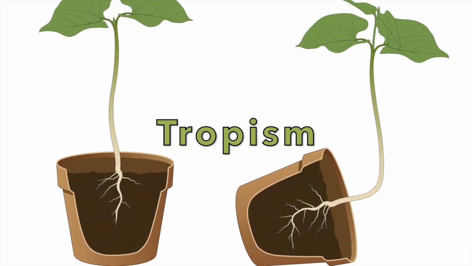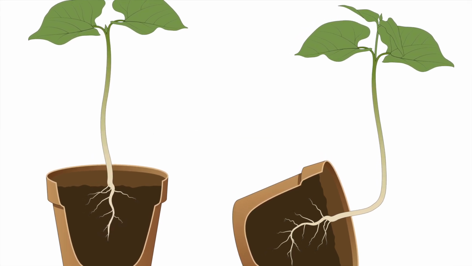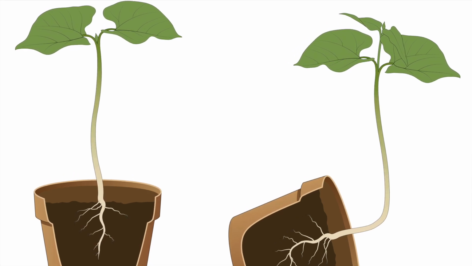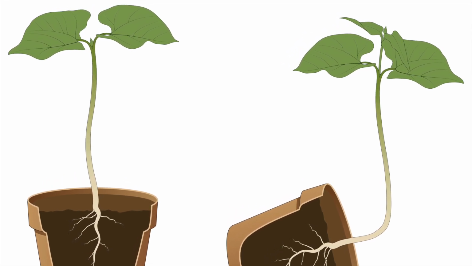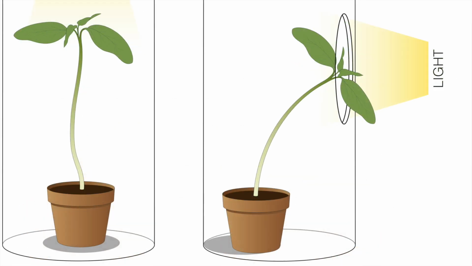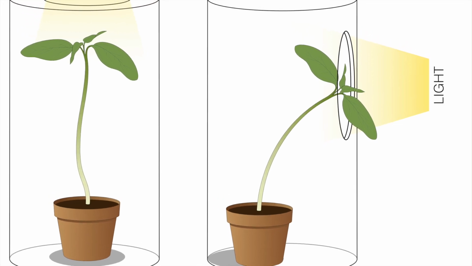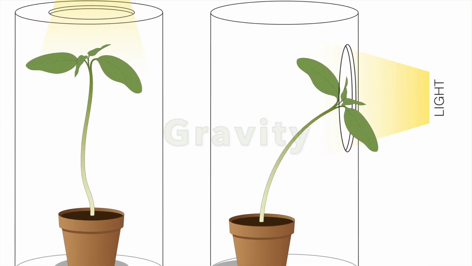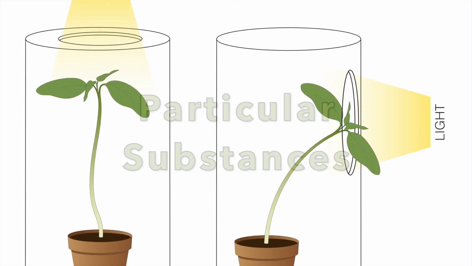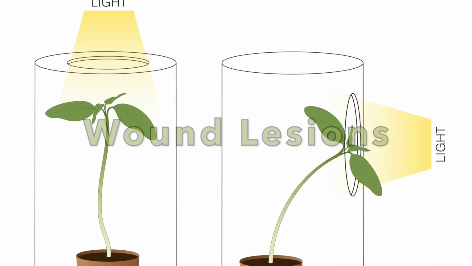Tropism refers to the response or orientation of plants to stimuli that act more strongly from one direction than another. This response or orientation can be achieved either through active movement or structural modification. Examples include plants that respond and grow towards light, like in this example, or are affected by gravity, water, particular substances, mechanical stimulation, or wound lesions.